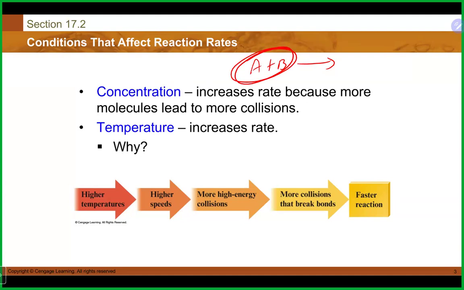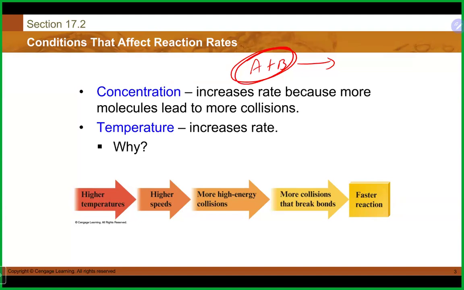Vice versa, by the way, if you have a really low concentration of reactants or even products, it's going to take longer in most cases for those to find each other and react with one another. And that's usually going to slow down the rate of the reaction.